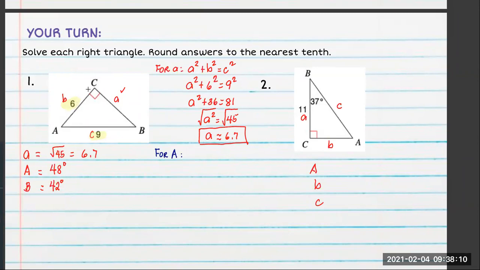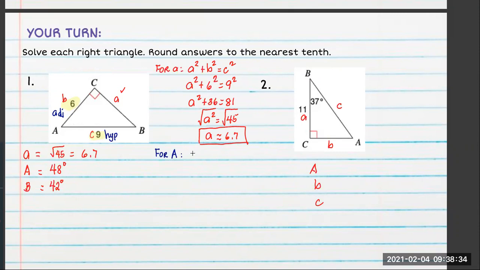Okay? This given side is the adjacent side, right? That's the adjacent side. And this side is opposite the 90-degree angle, so that's the hypotenuse. Okay? So if you have adjacent and hypotenuse, you will have to use cosine, so SOH-CAH-TOA.